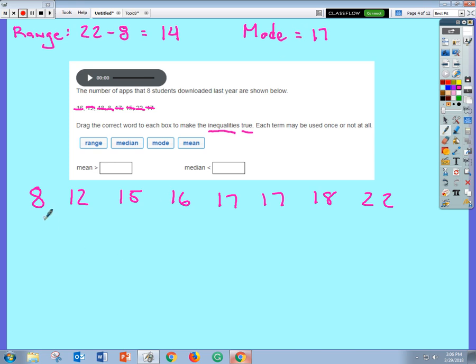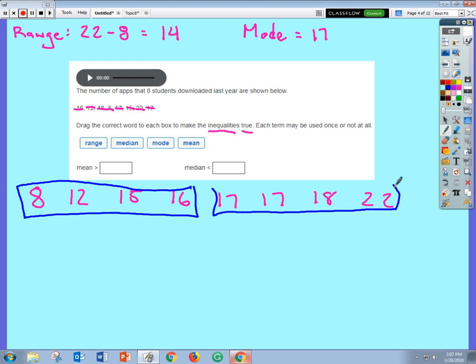The median, the value in the middle of the data set, 1, 2, 3, 4, 5, 6, 7, 8. We're going to take the upper half, lower half. The upper half, halfway between there would be 16 and a half. So the median for this data set is 16 and a half. Oh, the mean, of course, I got to add all this up.